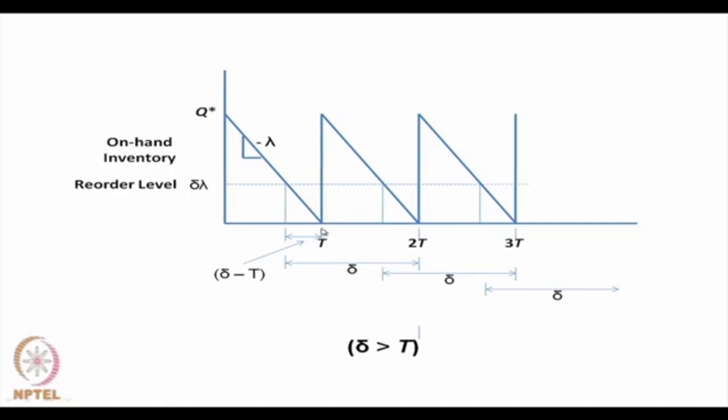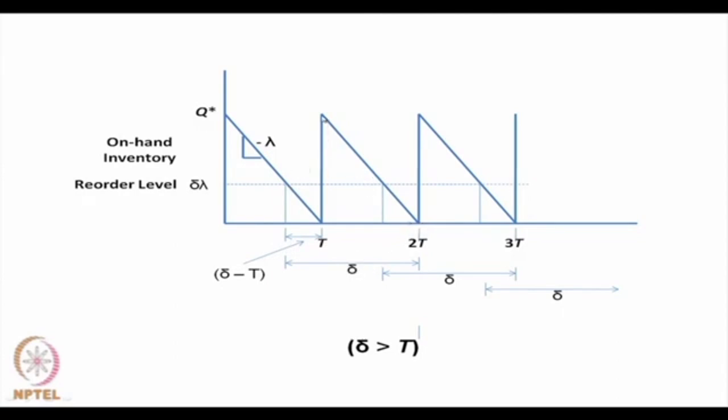So, take m as 1. Consider this: you order still at the reorder level, which is delta into lambda, but the quantity arrives only after delta time, it arrives here.